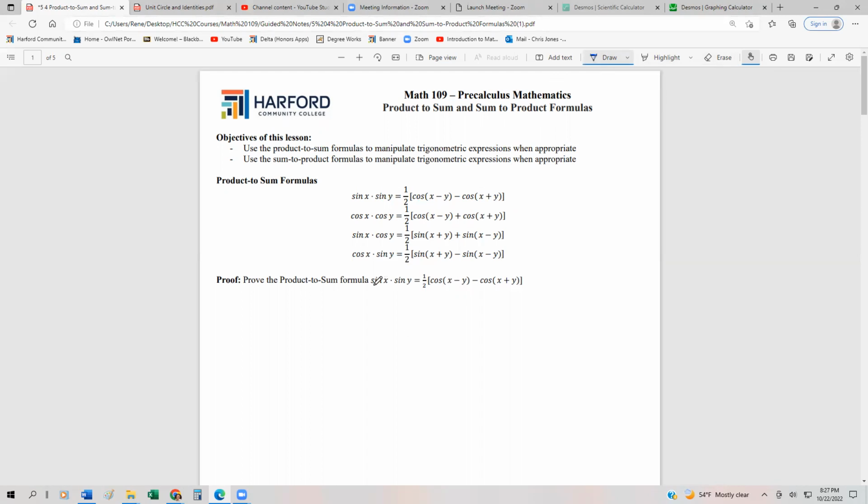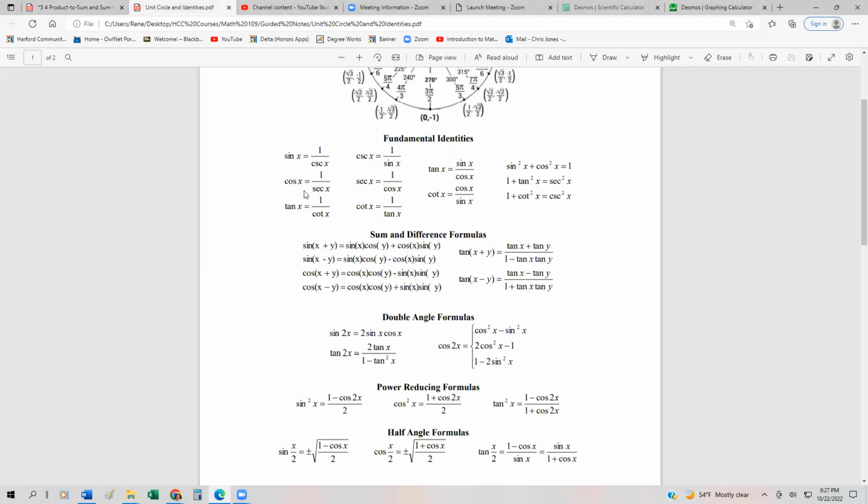Let's prove that sine x sine y is equal to 1/2 cos(x minus y) minus cos(x plus y). So in other words, we're proving this. The first thing we do is look all the way back to where we had our sum and difference formulas. If we take a look at them, we had that the cosine of x minus y was equal to this, and the cosine of x plus y was equal to this. What we're going to do is just subtract those.